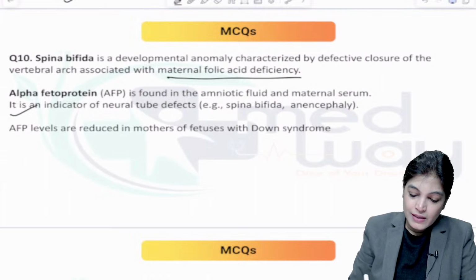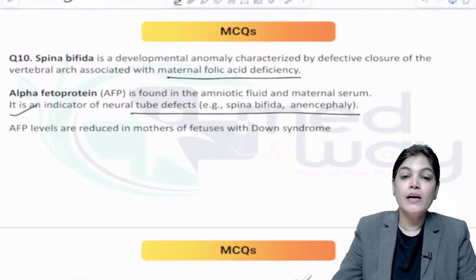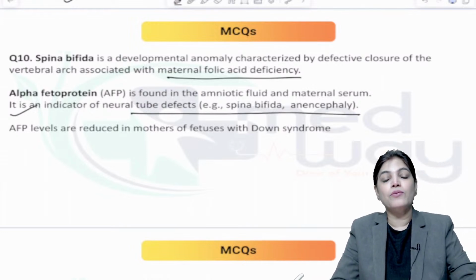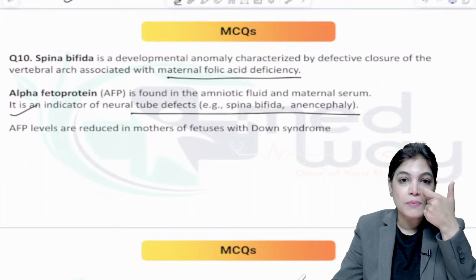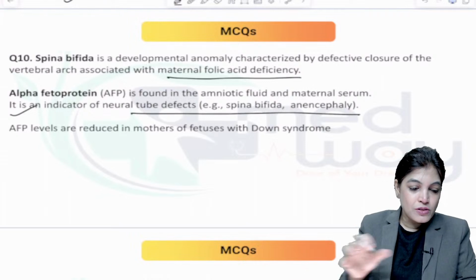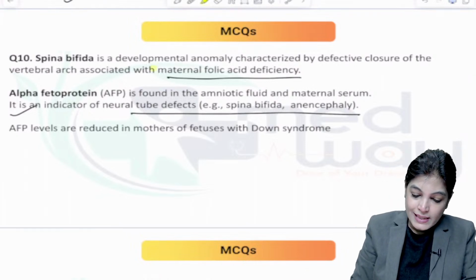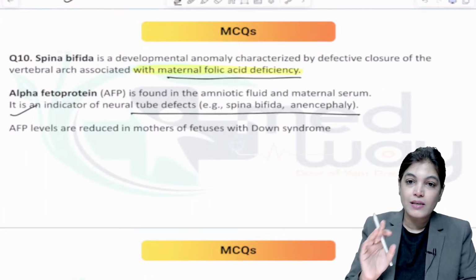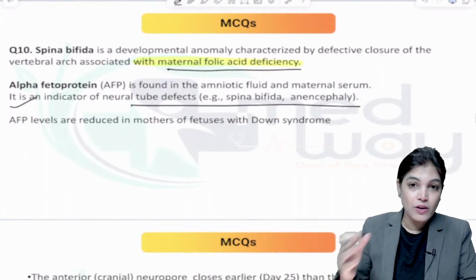Alpha fetoprotein is found in amniotic fluid and maternal serum. It is an indicator of neural tube defects like spina bifida and anencephaly. If AFP levels are reduced, the fetus can be suffering from Down syndrome. So this was one of the questions about folic acid intake, and it was asked in the gynae and obs paper.